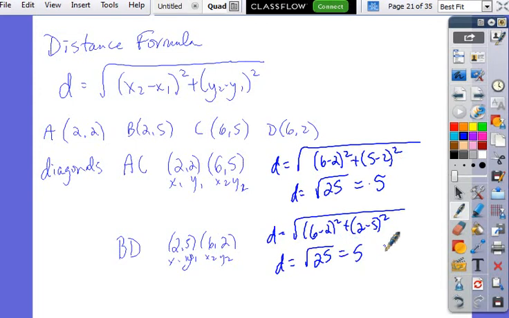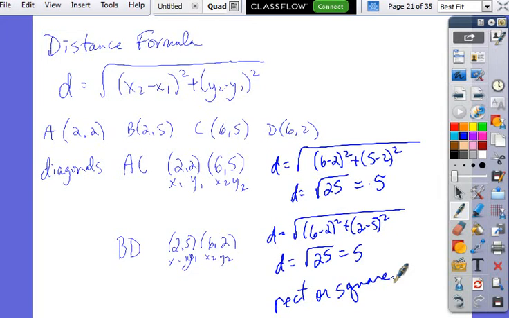All right, so now what does this tell me? They're the same. If these are the same, what does that mean? We've already done parallelogram. This means rectangle or a square. If the diagonals have the same distance, it's a rectangle or a square.